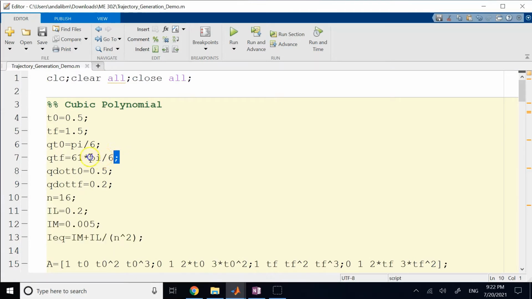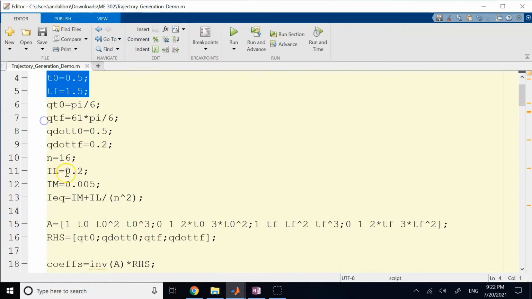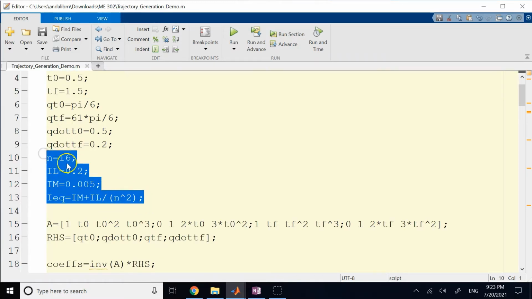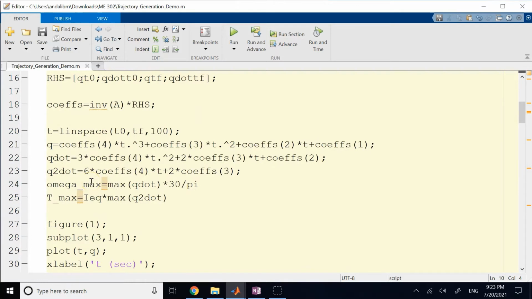Here I also made my final angle quite a bit bigger. So instead of going 1 full round, now it is going 5 full rounds, okay? And 5 is basically 61 divided by 12, because in each full round you have 12 times 30 degrees, and this is 61 times that, and the first one is 1 times that, so the difference is 60 times 30 degrees, which is 5 times 360. So it is doing 5 full revolutions in 1 second with these numbers for the inertia of the shaft, the load, the gear reduction, and everything.